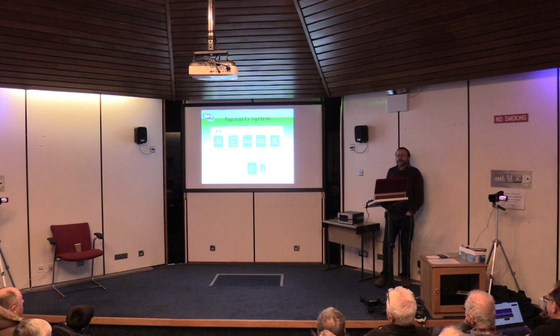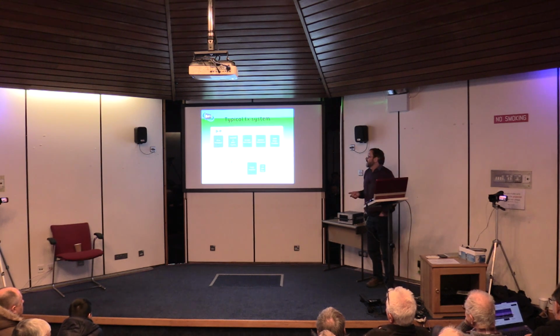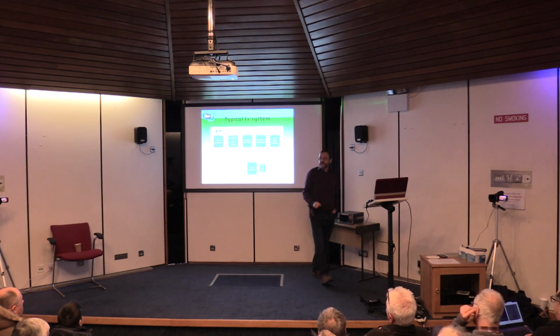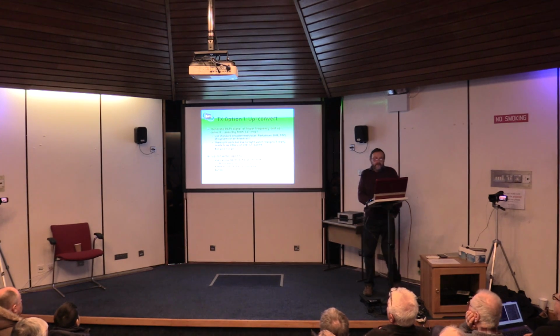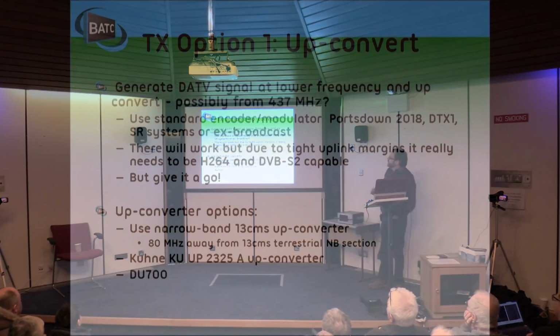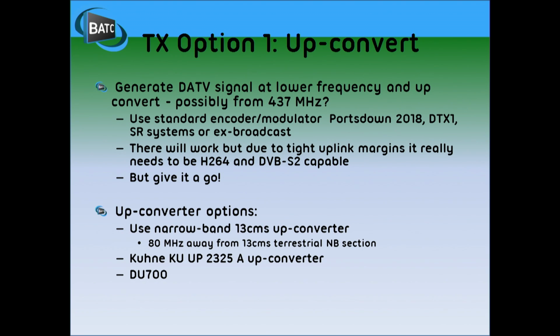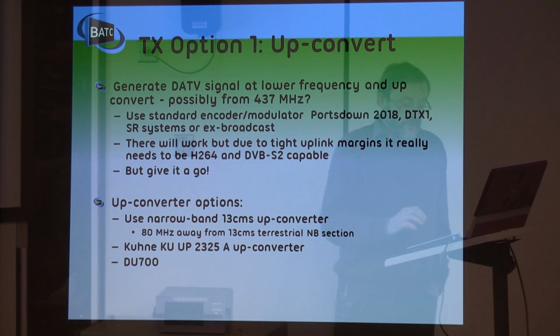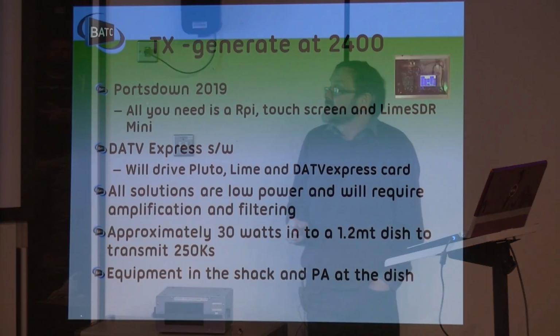Now, because the power requirements are higher for DATV, this is tending to be the most difficult element in the whole picture. And that slide just basically says what I've already said. You can up convert using your narrowband 13.7 transverter, but you would have to retune it because we're 80 megahertz wide away from the narrowband segment, or use one of the other up converters that are on the market, and generate at 2.4 using the SDR applications.